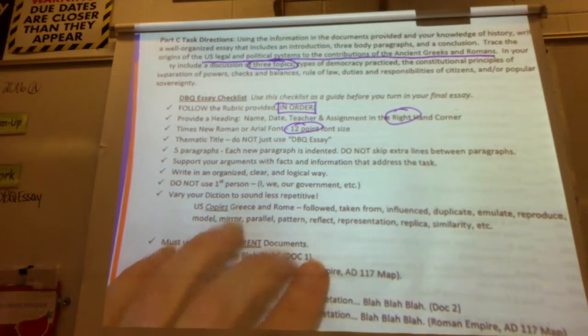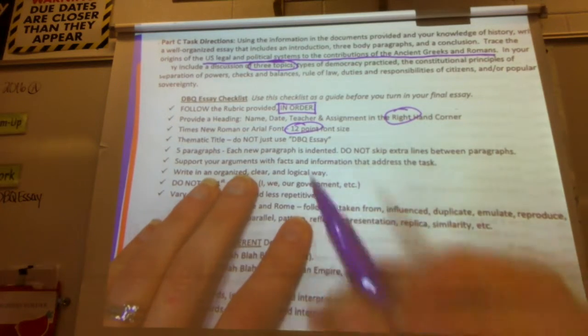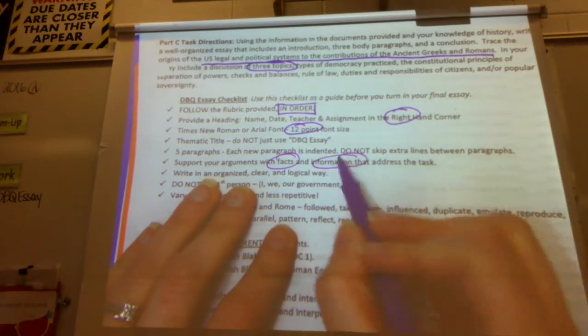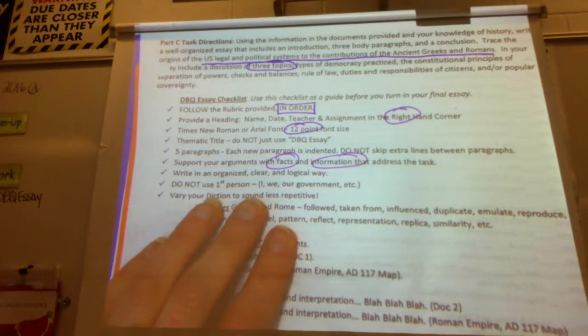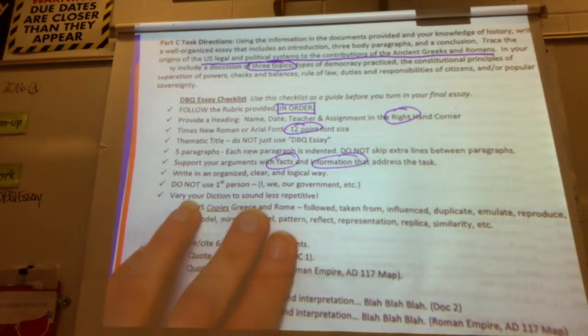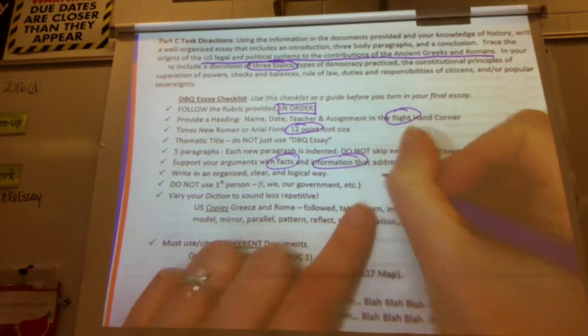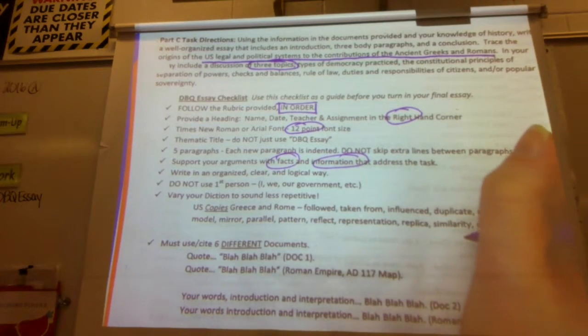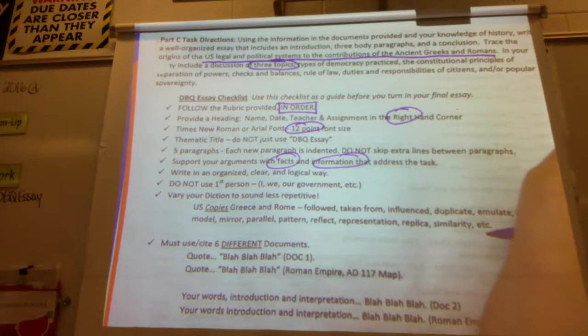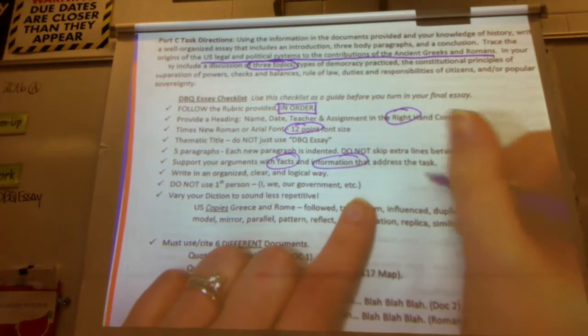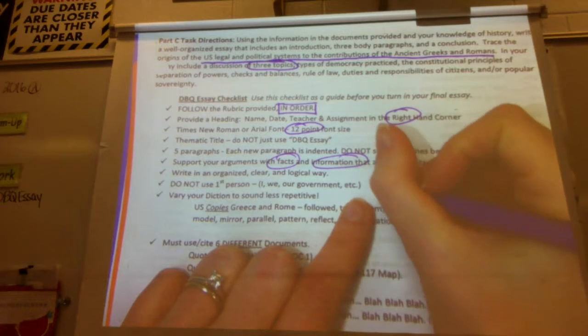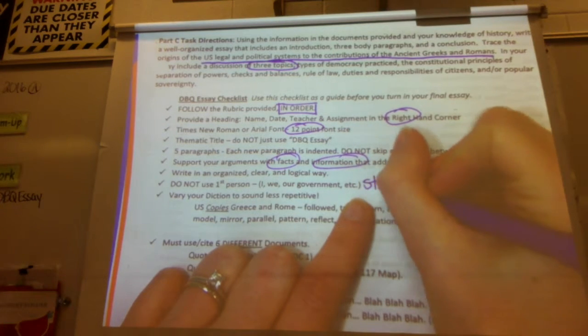That's how we write. Support your argument with facts and information that address the task. Write in an organized, clear, and logical way. Do not use the first person. So oftentimes in your writing I say, don't be conversational, be factual. You may have gotten that on some of your essays that you write for your tests. So stay factual.